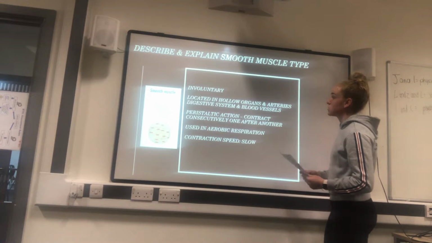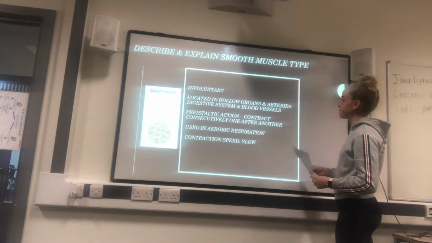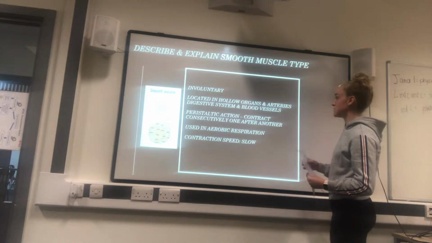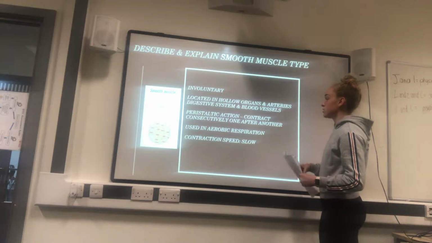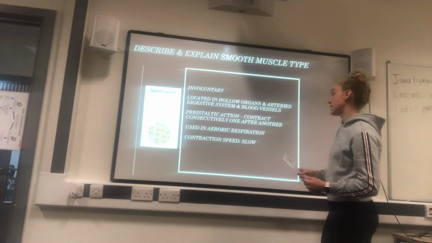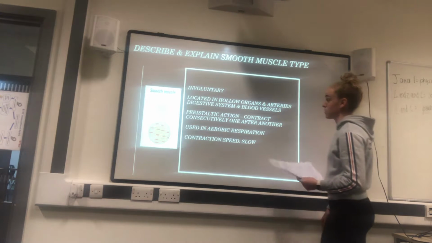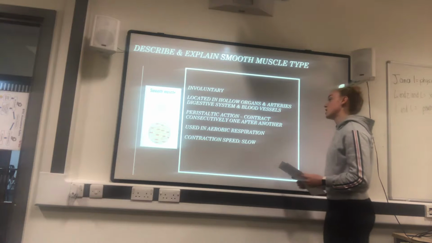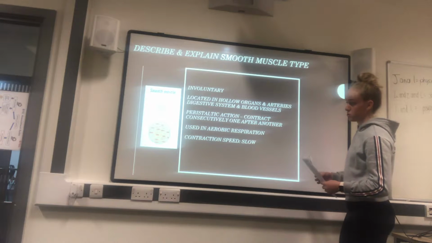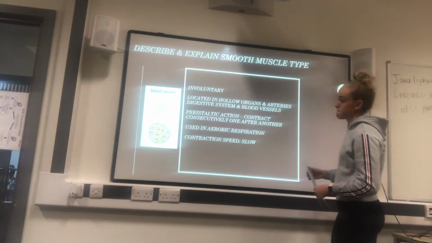The smooth muscle is involuntary. It's located in hollow organs and arteries. It's used in the digestive system and in blood vessels. It involves peristaltic action, which is when it contracts consecutively one after another. It's used in aerobic respiration, which is when oxygen is present, and its contraction speed is slow. Next.